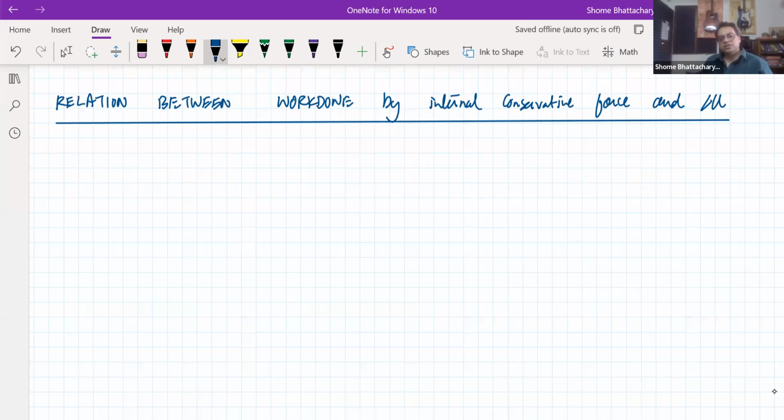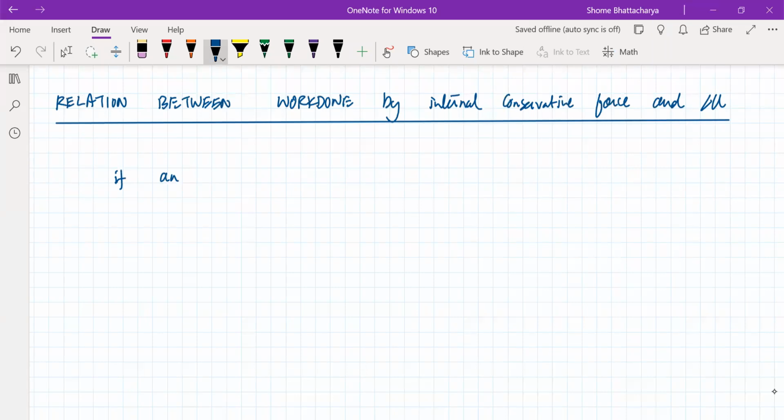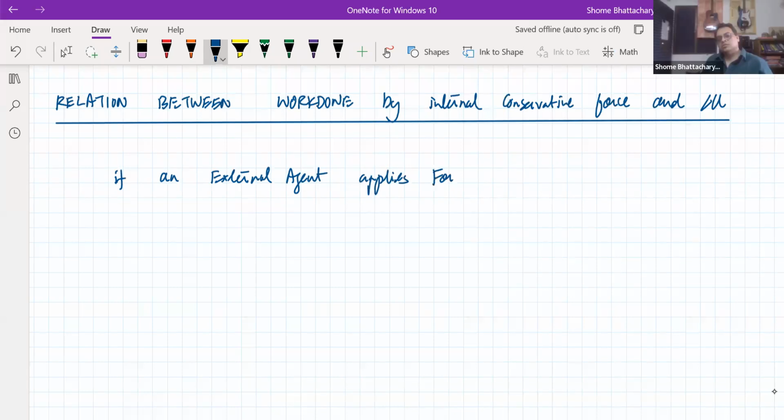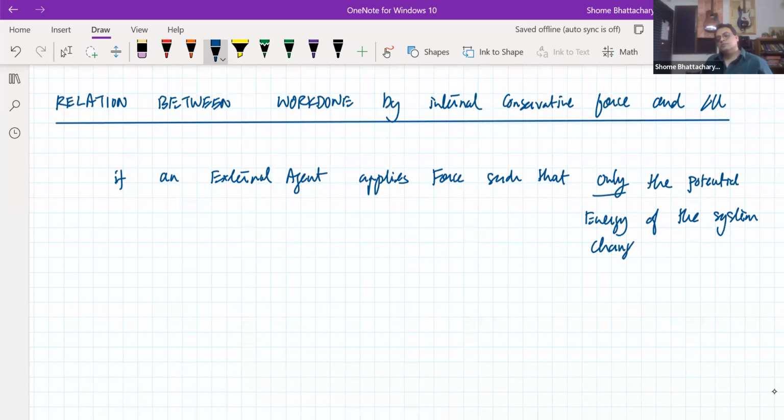So what we had seen, for example, that if an external agent applies force such that only the potential energy of the system is changing. There is no change in kinetic energy. Then we have, by definition, delta U is equal to the work done by the external agent.